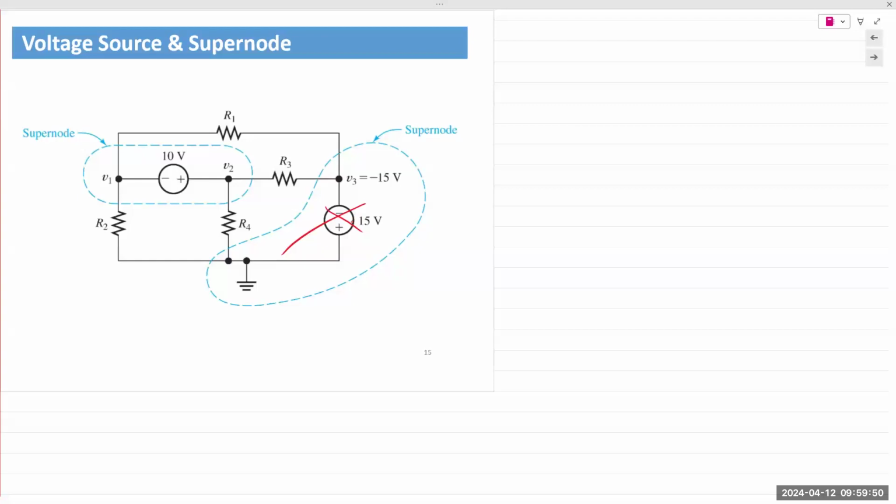So we choose one end of one voltage source as the reference. Then for the other voltage source, we apply the shortcut that is known as supernode. Essentially, all you're doing is applying KCL at both ends of that voltage source. That's all you're doing.